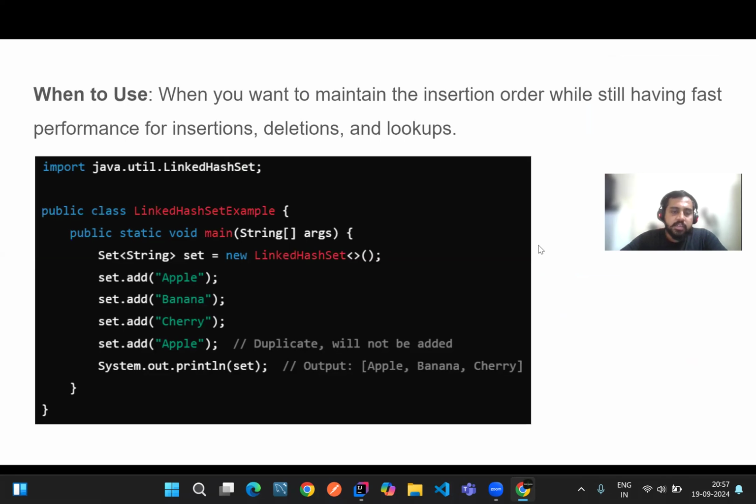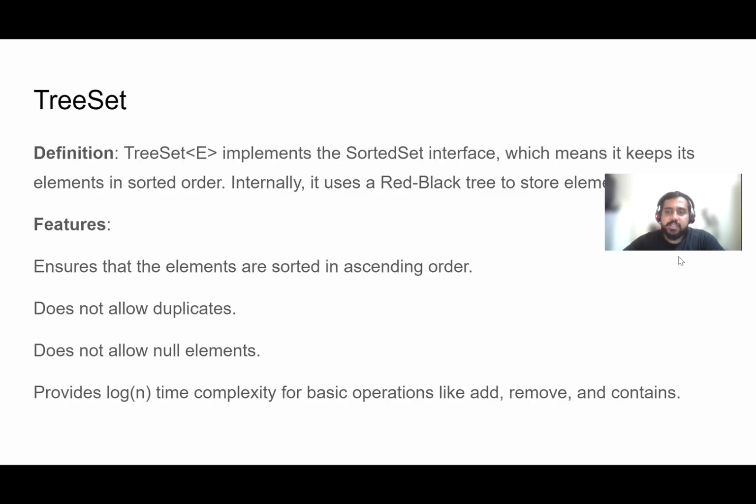Here, I just created a class with a main method. Inside that, I create a LinkedHashSet object and pass it to the reference variable set, which is of type Set, the parent interface, and I'm storing string values. Using the add method, I'm adding Apple, Banana, Cherry, and Apple again. Apple was already added to the set, so it will not be added because it is a duplicate. When I print, it prints in the order Apple, Banana, and Cherry because LinkedHashSet preserves insertion order.